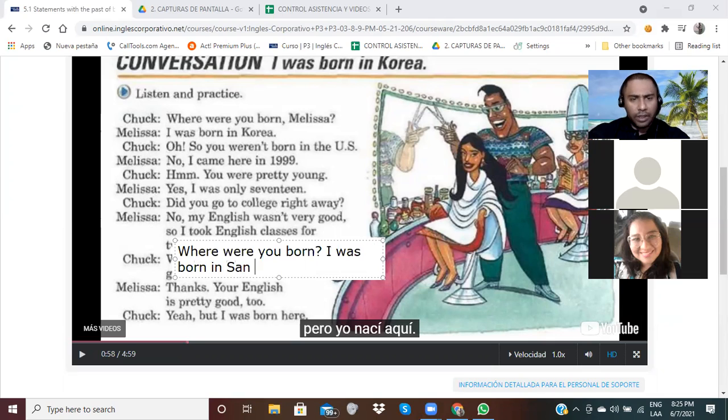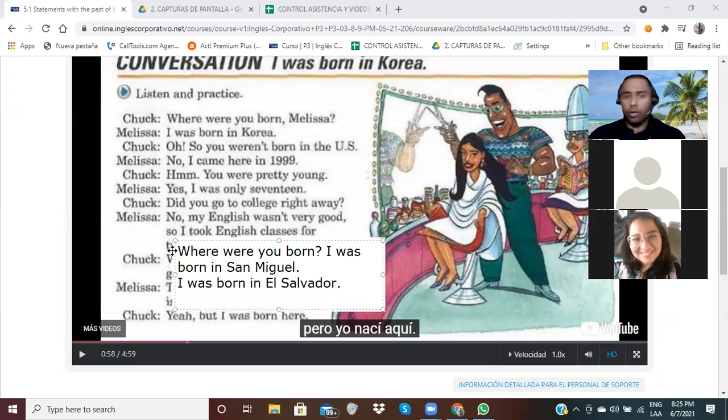A lo mismo. Por ejemplo, usted dice, where were you born? I was born in San Miguel. That's okay. Y si quiero decir entonces, soy de El Salvador, solo sería cambiarlo. I was born in El Salvador. Correct. It's okay. It's perfect. No se alteraría para nada el pasado. No, not at all. Porque el verbo es was. Was y was. Was and were. Correcto. Were para plural. We were born. Yes.